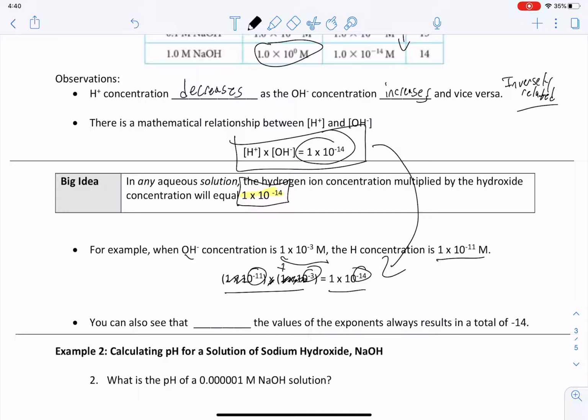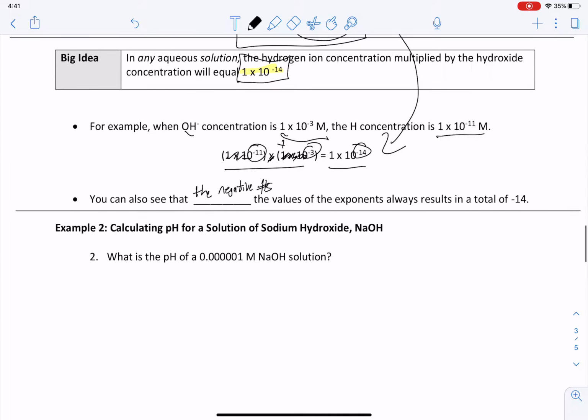So you can also see that the exponents always result in a total of negative 14. Okay, so we always add those exponents and they should always get to negative 14. If not, we did something wrong.